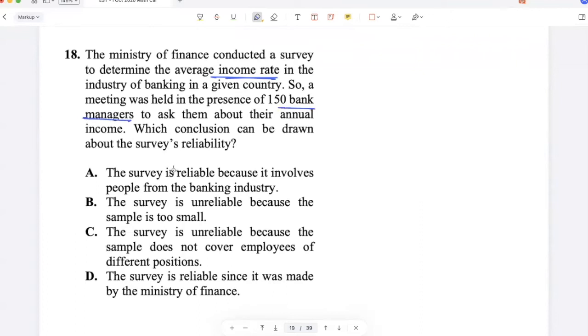So the survey is reliable because it involves people. No, it's not all people from the banking industry, so it's not A. It's unreliable because the sample is too small. No, it's not about sample size. It's about the survey not being random, right? You have picked select people from the banking industry. The survey is unreliable because the sample does not cover employees of different positions. Yeah, so this is a good answer. The survey is reliable because it was made by the Ministry of Finance. No, it is not a random sample, so C.